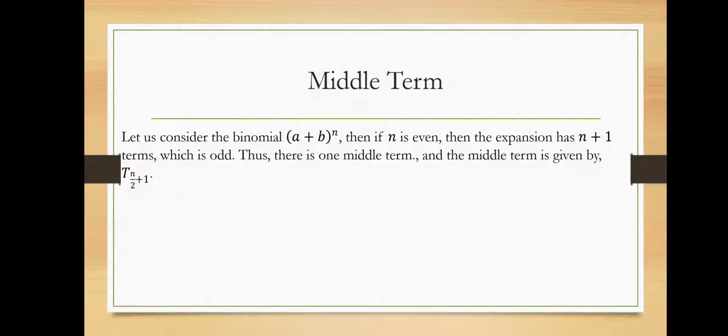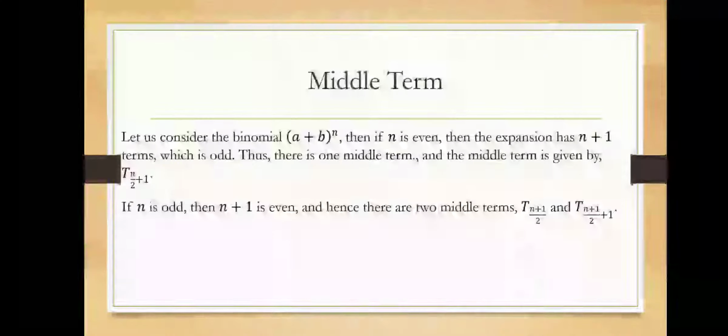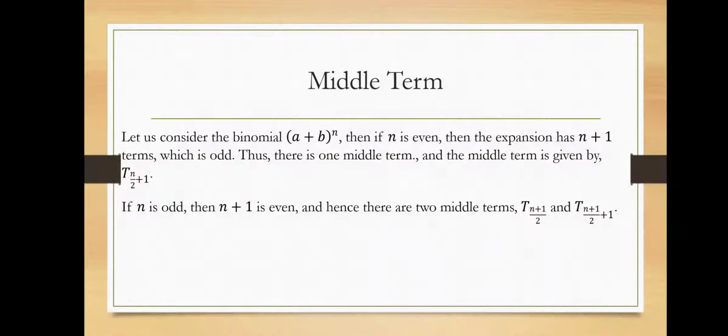So first we have talked about if the power is even. If the power is even, then the number of terms is odd, and so from there we get one middle term, and that middle term is given by t n by 2 plus 1. N is even, so n by 2 is just half of it plus 1. Similarly, if we have n as odd, then in that case n plus 1 will be even, so therefore there will be two middle terms, specifically t n plus 1 by 2 and t n plus 1 by 2 plus 1.